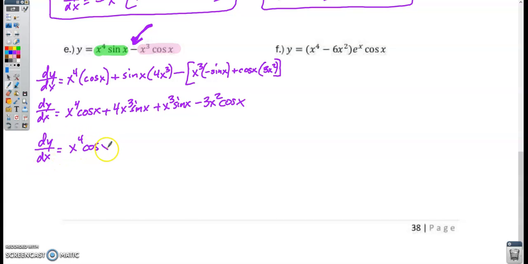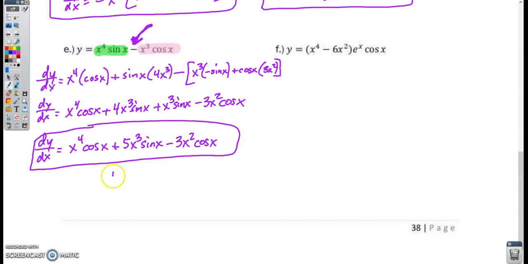And we do have two like terms that we can combine. We can combine those two middle x cubed sine of x terms to make 5x cubed sine of x. And ba-bam, we've got that as our answer.